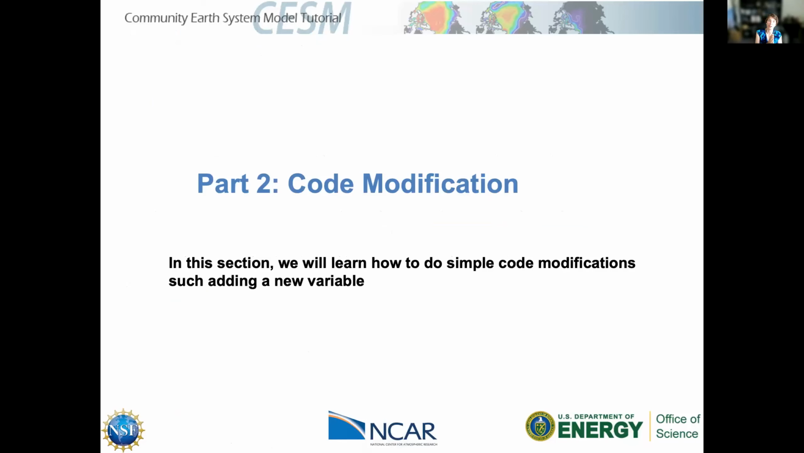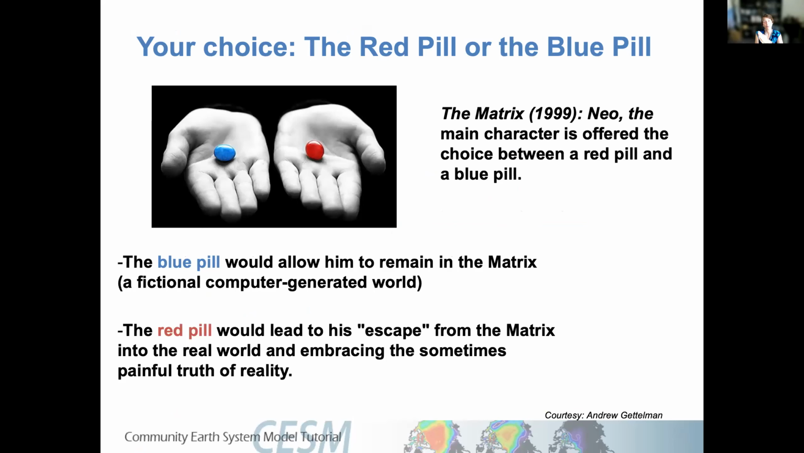Okay, then we reach part 2. So far, we haven't touched CESM, we have been playing with the namelist, but now we are going to dig into code modification. We're going to do very simple code modification, but again, I'm going to borrow a quote from The Matrix. In The Matrix, Neo, the main character, is offered a choice between the red pill and the blue pill, and the blue pill allows him to remain in the Matrix, which is a fictional computer-generated world. It's a little bit what CESM is.